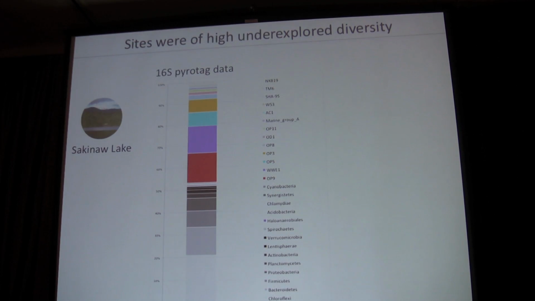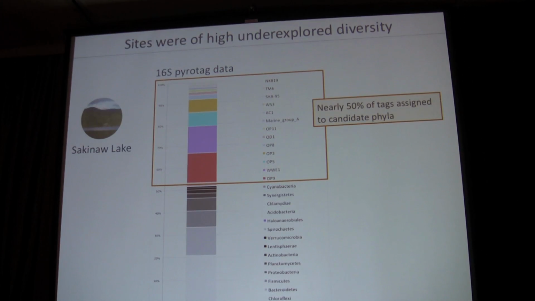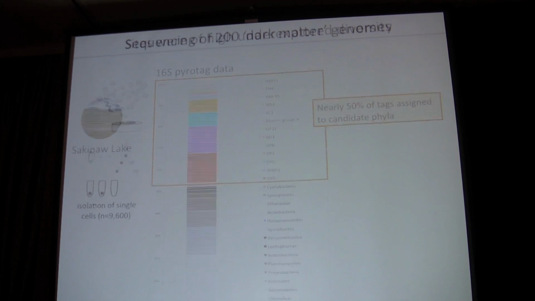And as I mentioned, a lot of these we already knew were of highly underexplored diversity. Just to give you an example, this is 16S pyrotag data of one of these sites, which is the Sarkinev Lake. If you look at the number of tags that were assigned to candidate phyla, nearly 50% of these tags are assigned to candidate phyla. So these were exactly the samples we were after.